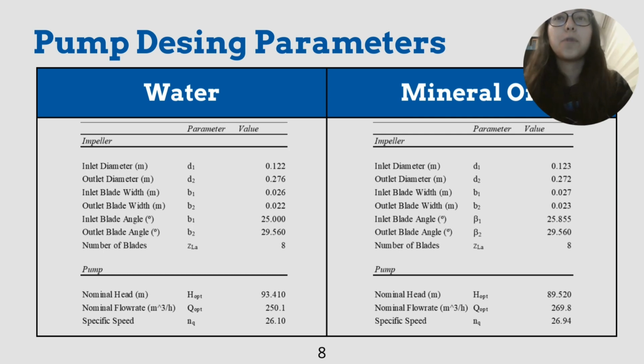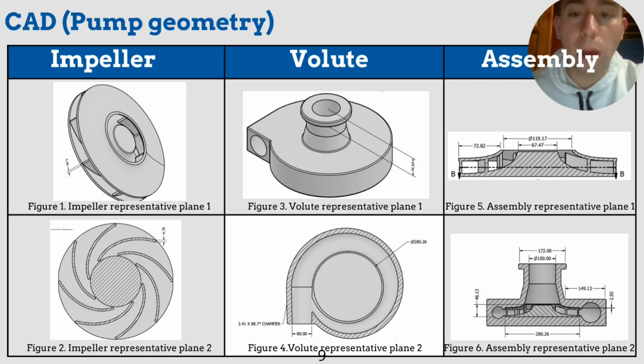Following the design of our pump, we have the next parameters. For water and oil, the impeller is composed of the inlet and outlet diameter, the inlet and outlet blade width, the inlet and outlet blade angle, and the number of blades. And for the pump, we have the nominal head, the nominal flow rate, and the specific speed. The CAD presents the pump geometry in three parts: impeller, volute, and assembly, with different planes that present specific measures of our pump. For example, the diameter of the impeller, the height of the hub, and other specific measures that we need to know to create our pump.